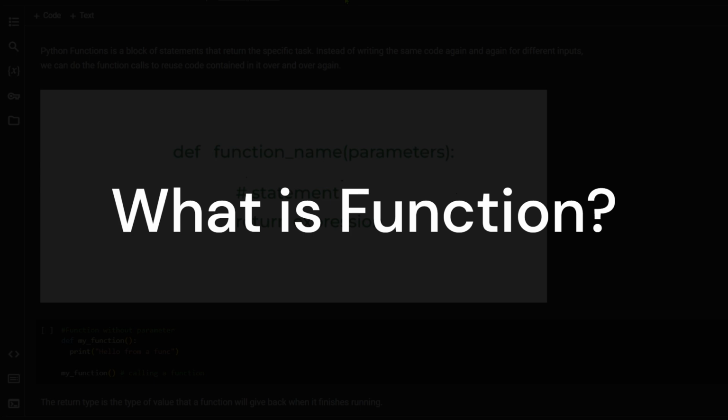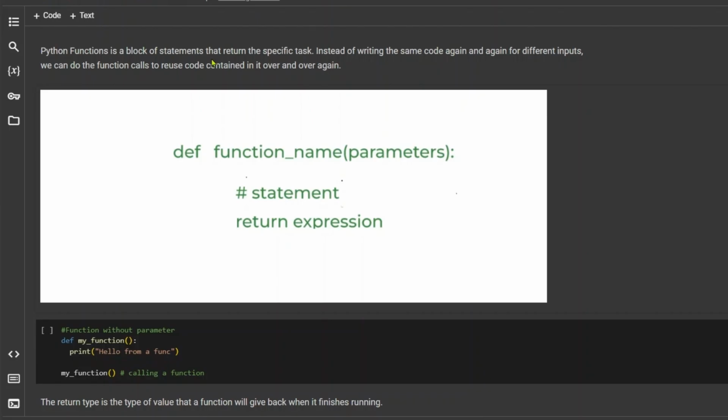So let's start with the function definition. A function is nothing but a block of statements that performs specific tasks. So instead of writing the same code again and again, we can reuse the code using functions. And this is the syntax of a function. The keyword def indicates that whatever we write after def is a function. So the def keyword is to indicate the definition of the function, followed by a function name, whatever name you give it, and then parameters.